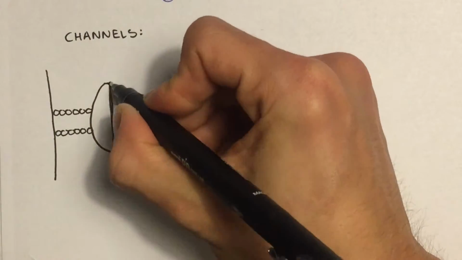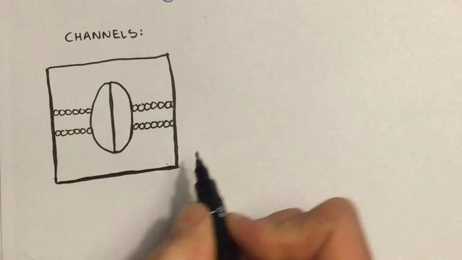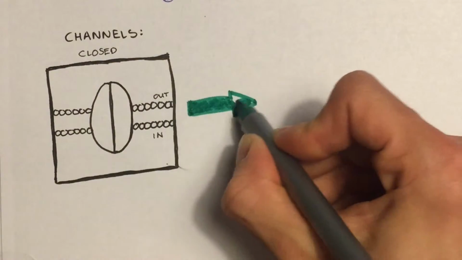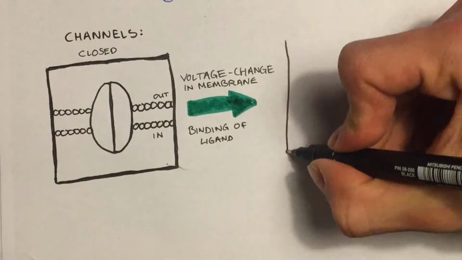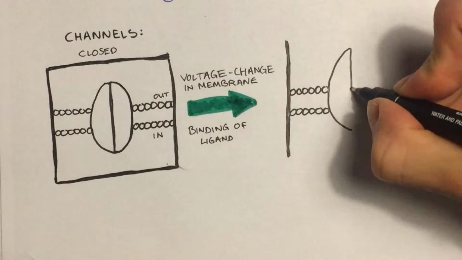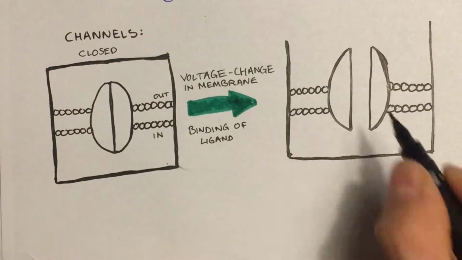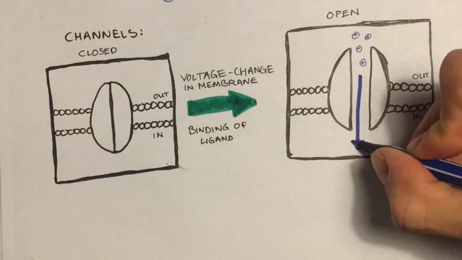Channels can be activated either by voltage change in the membrane potential, or it can be activated by binding of a ligand. When activated, the channel opens and a specific ion can be transported by its concentration gradient. Channels can be more or less specific for ions depending on their size and charge.